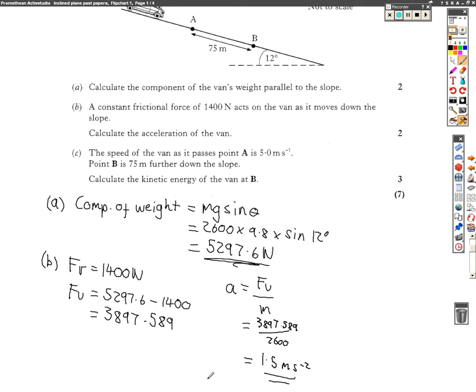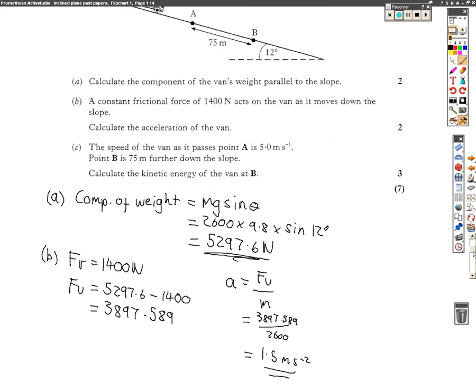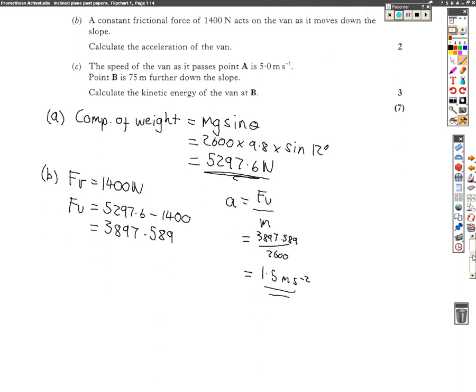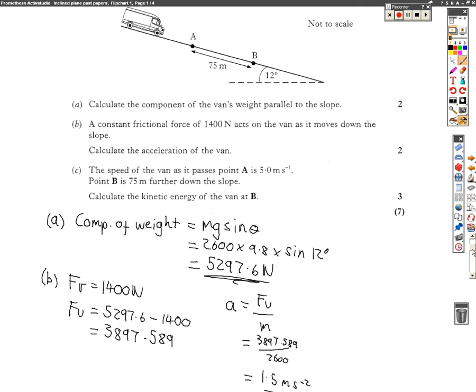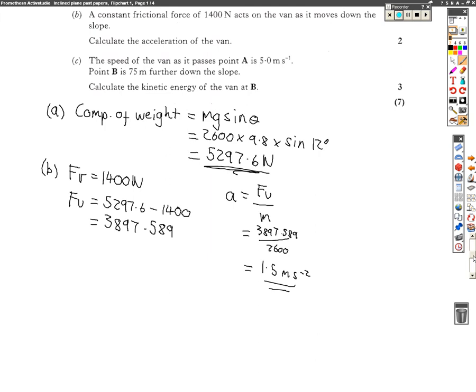So just by knowing Newton's second law and knowing that unbalanced forces cause accelerations, we can figure out what the unbalanced force is given the frictional force, and then calculate using F equals ma what that acceleration is. Not too difficult so far. The third part there is similar to the example I just showed you. The speed of the van as it passes point A is 5 meters per second. Looking back at the little diagram, it's a measured distance of 75 meters between A and B. So that already gives us a piece of information that we're going to need.